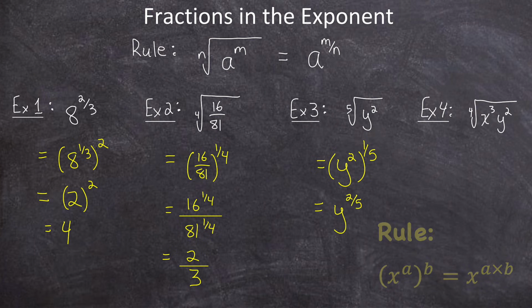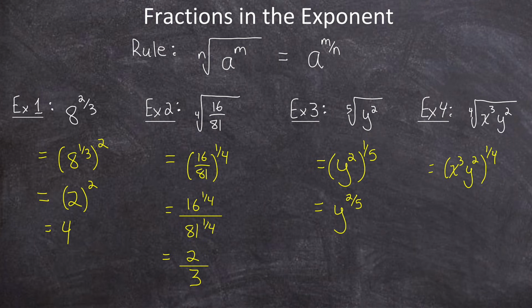And similarly with example 4, I need to do the 4th root of x cubed y squared, which means I would have x cubed y squared to the power of 1 over 4. And when you have a power of a product, that exponent applies to both factors of the base. So I would have x cubed to the 1/4 and y squared to the power of 1/4. And multiplying the exponents together, I would have x to the 3/4, y to the 2/4. But of course, 2/4 could be reduced to a half.